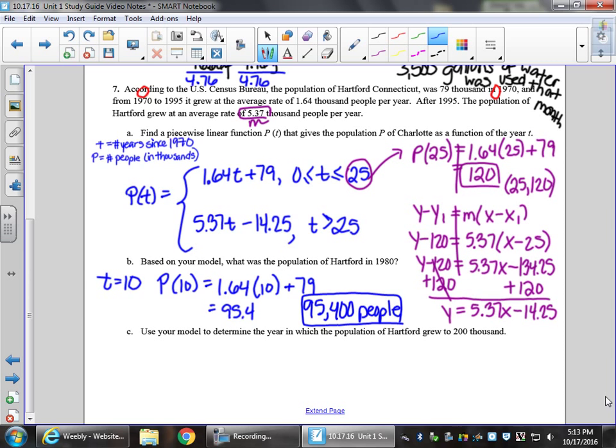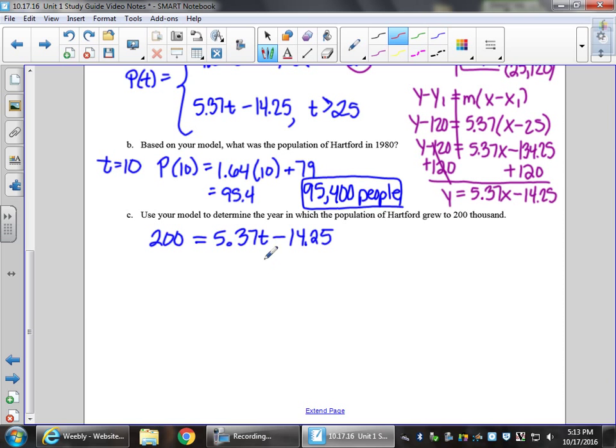When did the population grow to 200,000? I definitely know it's going to be after this piece, because when I left off at 25 years after 1970, my population was 120,000, and 200 is bigger. So we're going to be using the second piece. We're going to say 200 equals the second piece, 5.37 t minus 14.25. I'm going to add 14.25 to both sides.